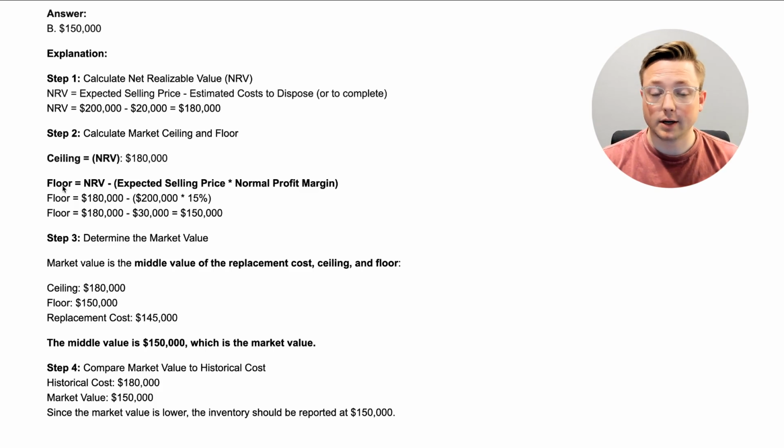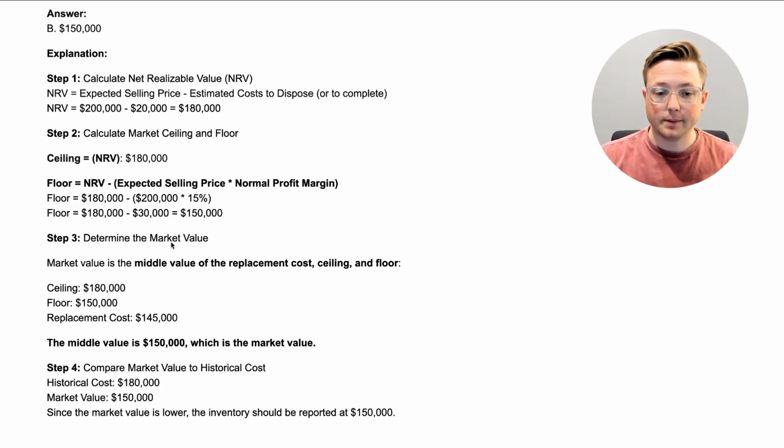Next, we have to calculate the market floor. The market floor is the net realizable value less, and this is all in parentheses, the expected selling price multiplied by the normal profit margin. So in this case, it's the net realizable value of $180,000 that we already calculated, less the $200,000 selling price that, again, was given up above, multiplied by the 15% profit margin that we were given. So that means it's $180,000 less $30,000. So our market floor is $150,000. So just remember this. The market ceiling is the net realizable value. The market floor is the net realizable value less the selling price multiplied by the profit margin. So those are two things you're going to need to know.